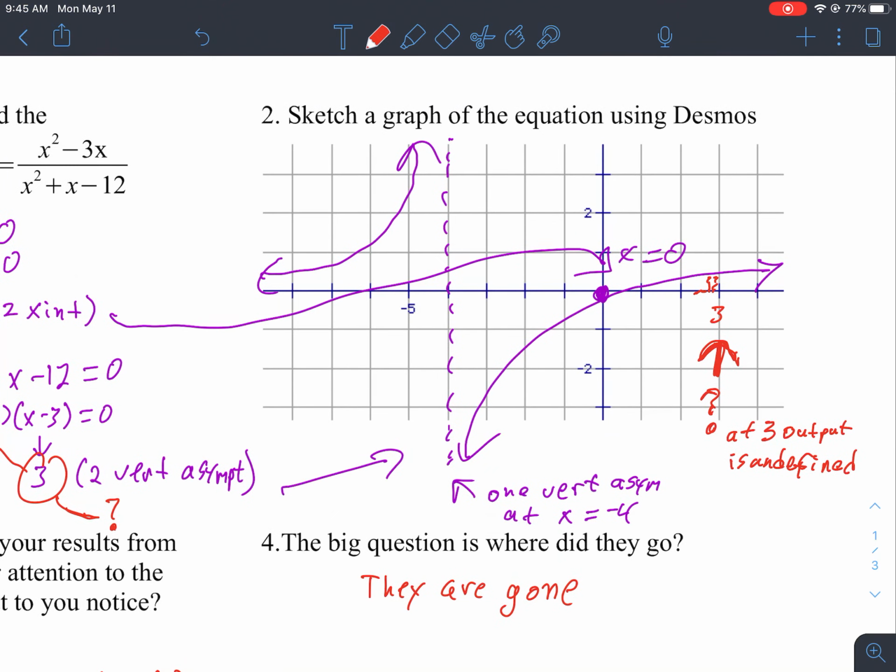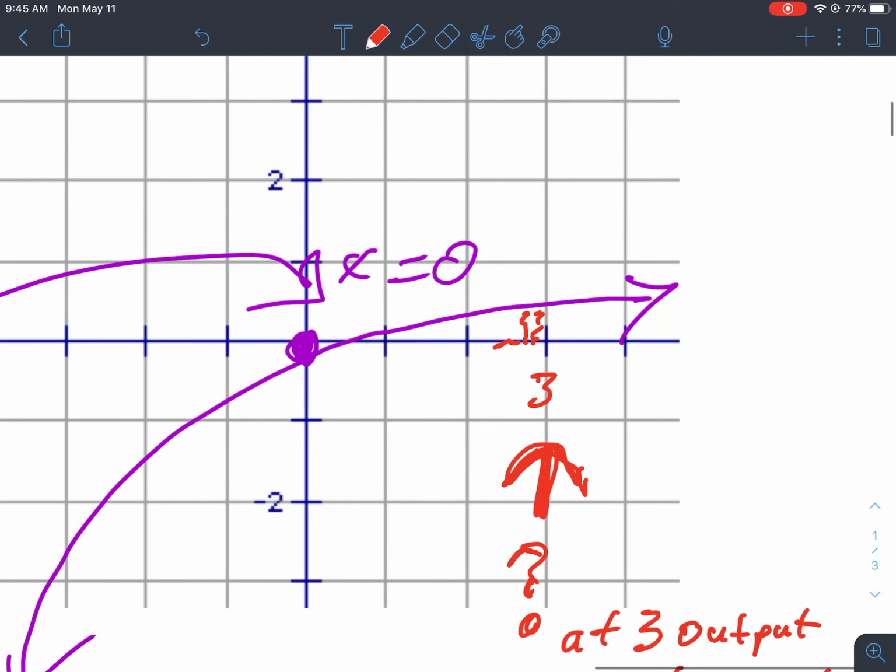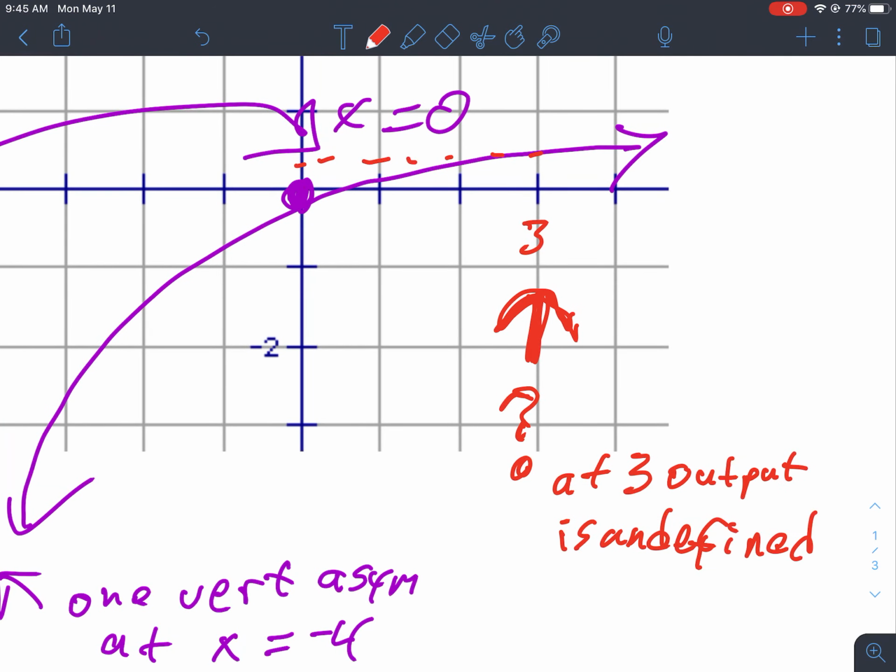So if there's no asymptote, but it's undefined, there's no output. In my graph, I have an output at 3, like a half or something like that. But on the table in Desmos, it says at 3, the output is undefined. So I can't have an output at 3, but yet there's no asymptote. So I will put in a small open circle denoting that there is a hole in the graph.